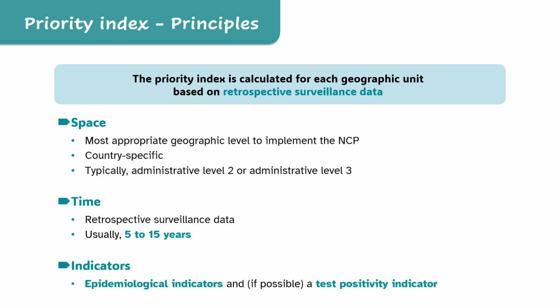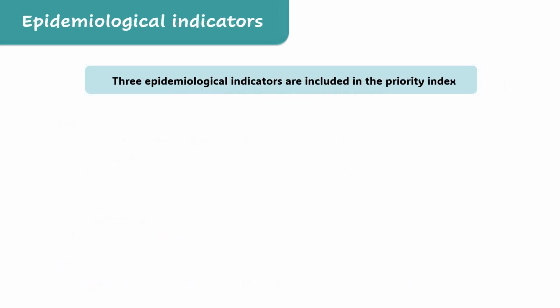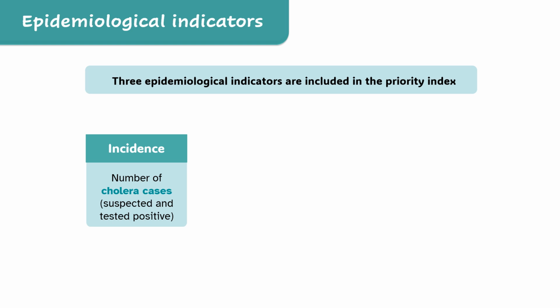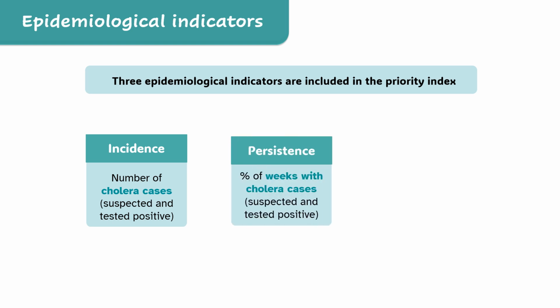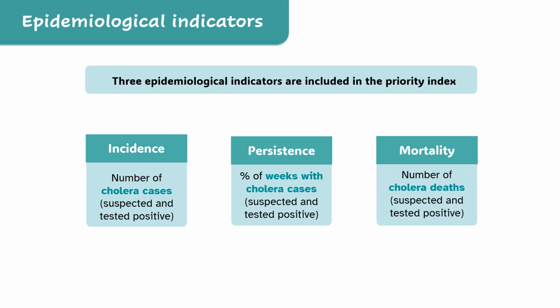Epidemiological data and data on cholera tests are needed to calculate the priority index. Regarding epidemiological indicators, 3 dimensions are considered in the priority index. Cholera incidence, that is the number of suspected or confirmed cholera cases reported in each geographic unit over the PAMI analysis period. Cholera persistence, that is the percentage of weeks with suspected or confirmed cholera cases reported in each geographic unit over the PAMI analysis period. Cholera mortality, that is the number of cholera deaths reported in each geographic unit over the PAMI analysis period.